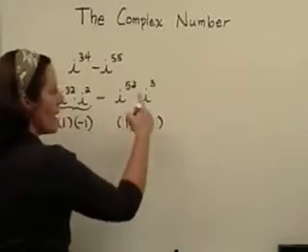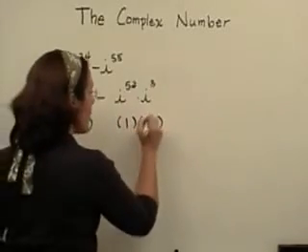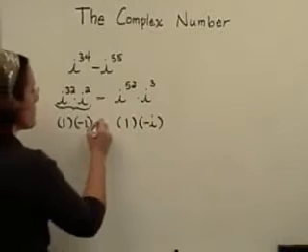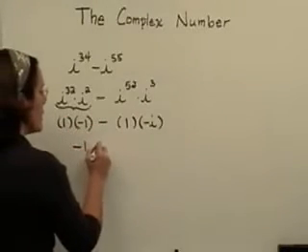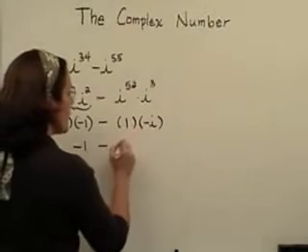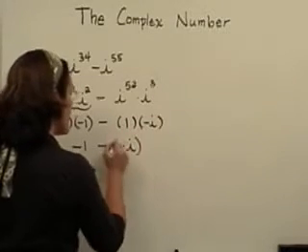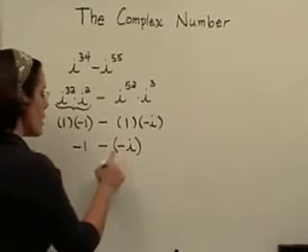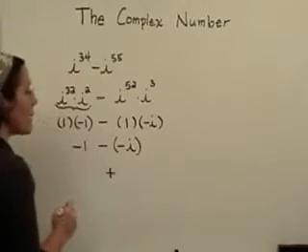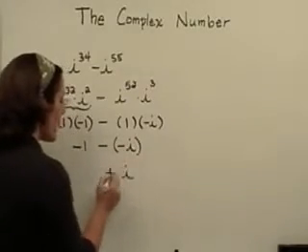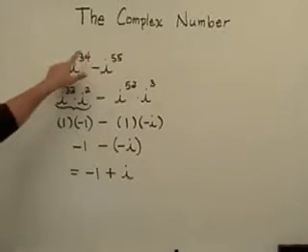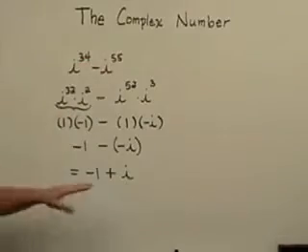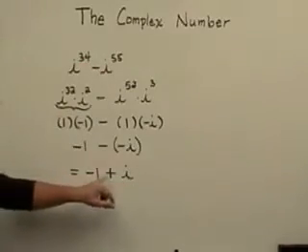I have memorized that i cubed is equal to negative i. Now I can prove it to myself too. What I have here is 1 times a negative 1, which is a negative 1, minus 1 times a negative i, which is a negative i. And when I want to subtract a negative number, I should always say that I will add the opposite. So I will add a positive i. And here's the final expression for i to the 34th minus i to the 55th. It is this complex number, negative 1 plus i.